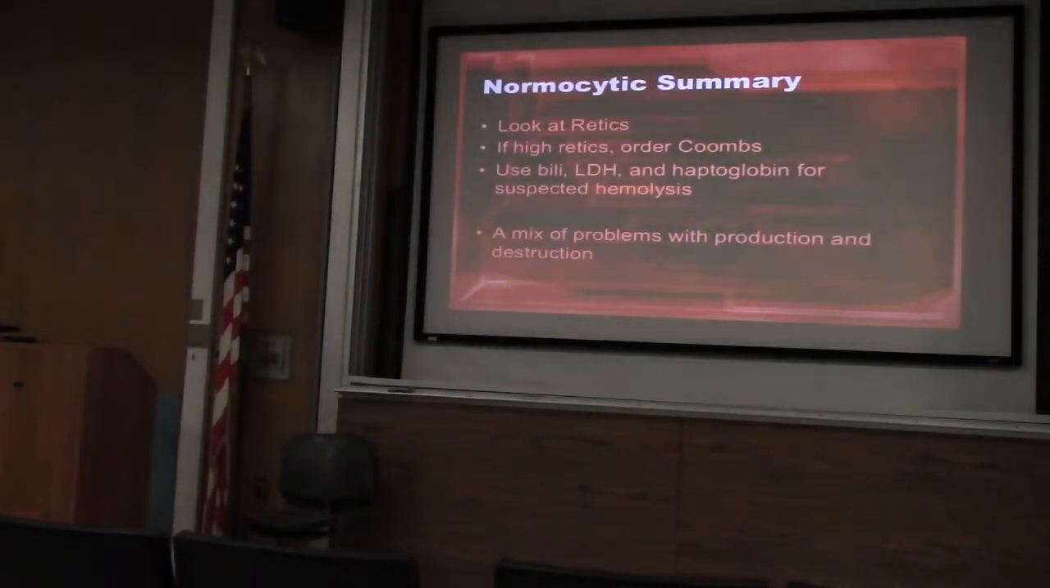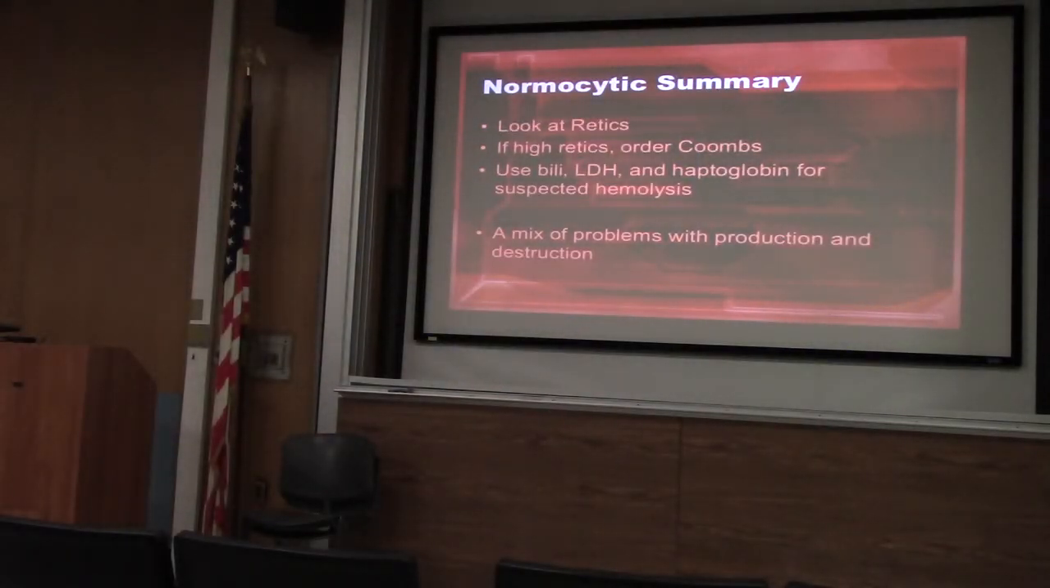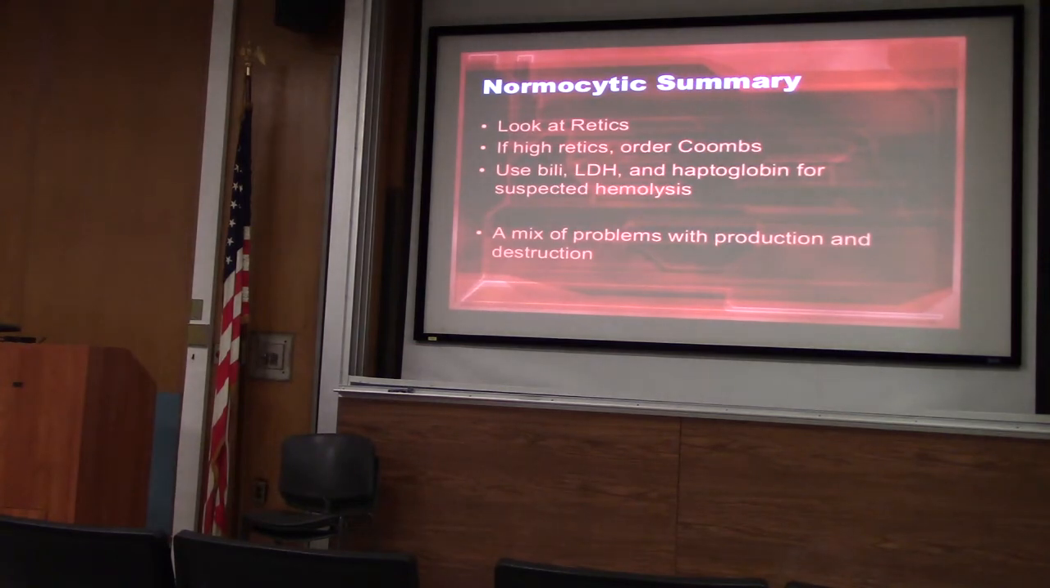So, summary of normocytic anemias. Look at the reticulocyte count. If you have high retics, order a Coombs test. You can use your bilirubin, your lactate dehydrogenase, and your haptoglobin for suspected hemolysis. Does anyone remember what your haptoglobin will be, high or low in hemolysis? Low, yay, you're all clinical monsters, I love you.